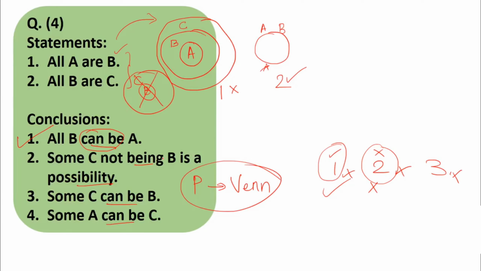Some C not being B is a possibility. Again, this is a possibility. It is not a normal conclusion. It is a possibility conclusion. Okay, so some C not being B is a possibility.